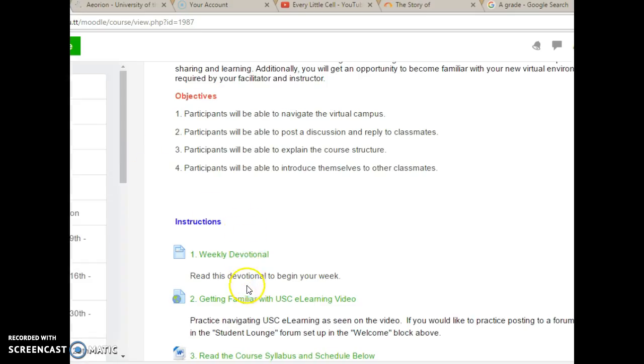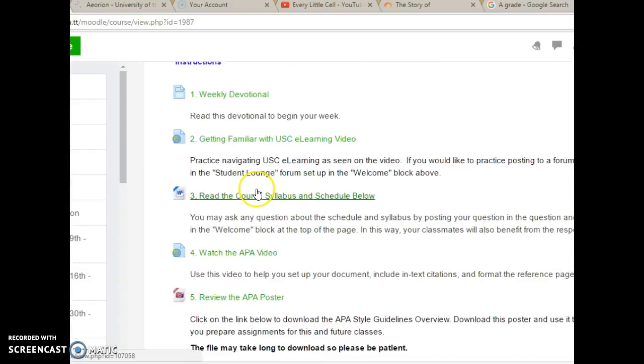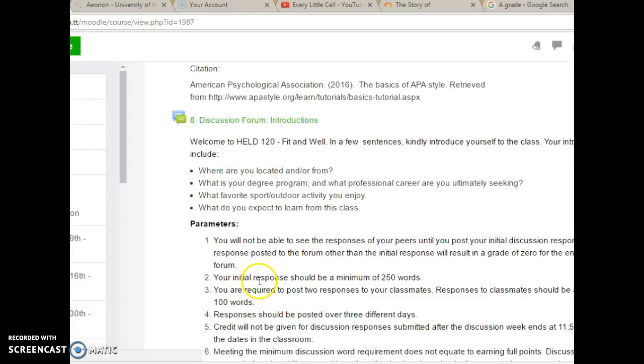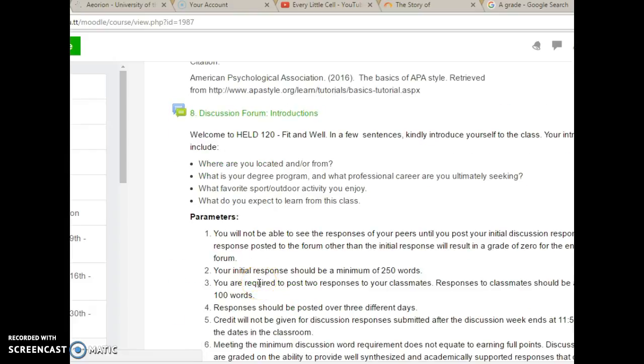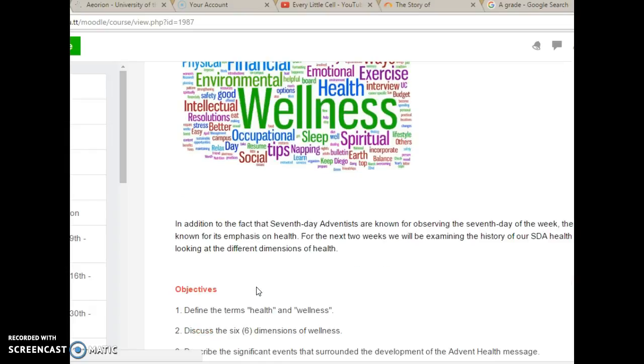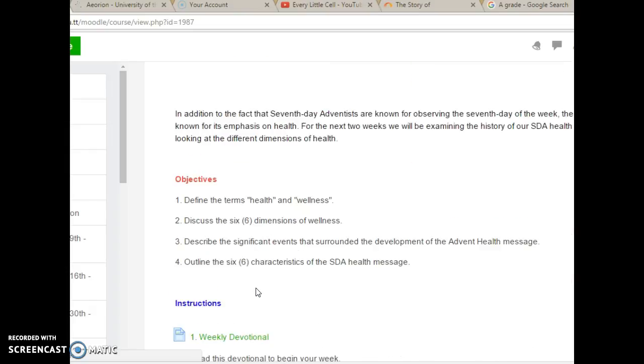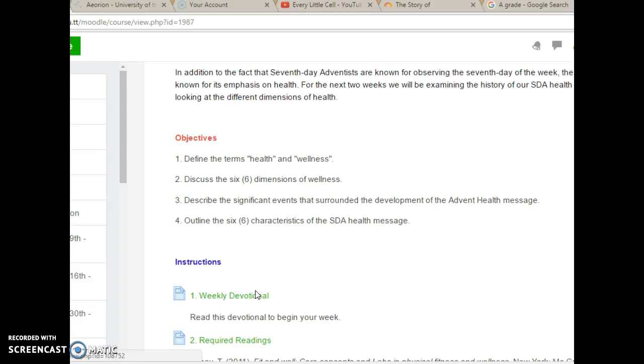The third step you want to do is get acquainted with the course outline, of course. And then you will notice that on every topic, there are some required readings which will come from your textbook, as well as some supplementary readings.